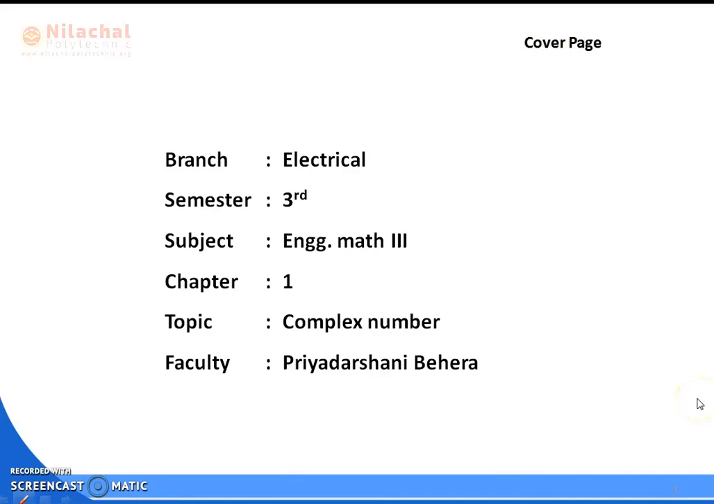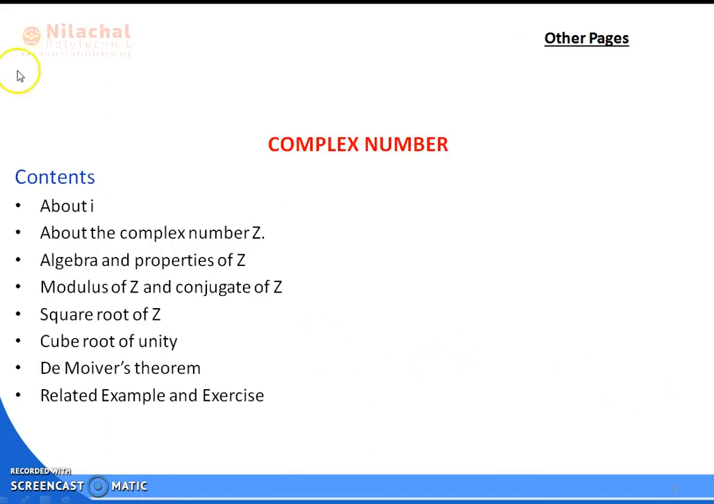Your chapter 1 is complex numbers. We'll study about complex numbers here. There is a lot of content. First, you have to know about the small i. The second is the complex number Z. Then third, algebra and properties of Z, modulus of Z and conjugate of Z, and square root of Z, cube root of unity, then de Moivre's theorem, then related examples and exercises.